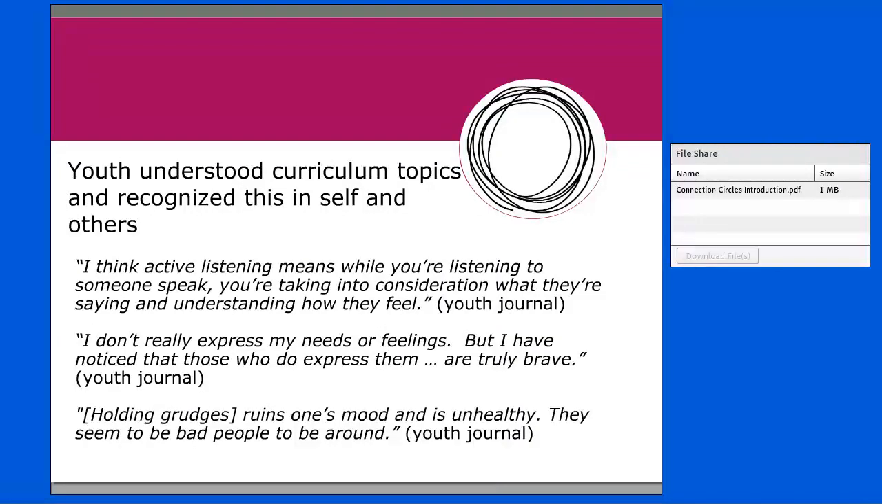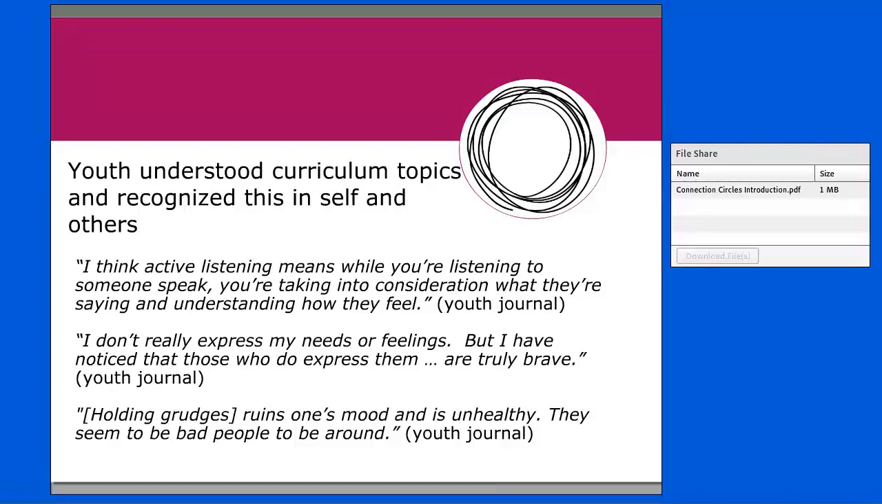Another finding was that youth understood curriculum topics and recognized these topics in themselves and in others. For example, here's a definition of active listening from a youth journal. I think active listening means while you're listening to someone speak, you're taking into consideration what they're saying and understanding how they feel.